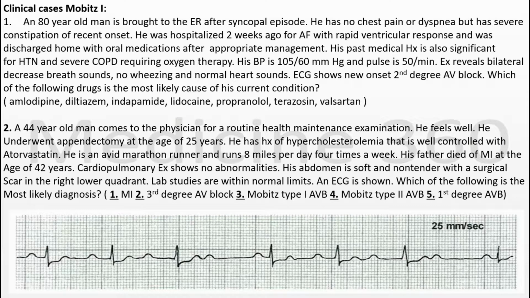At the end, we will discuss the clinical cases related to the Mobitz type 1 heart block and Mobitz type 2 heart block. First, we will discuss the first scenario.